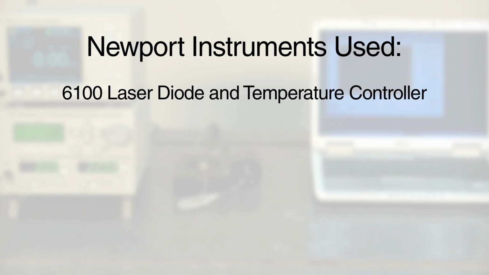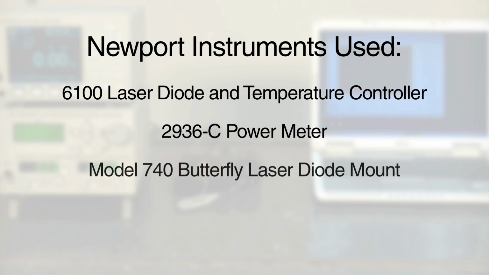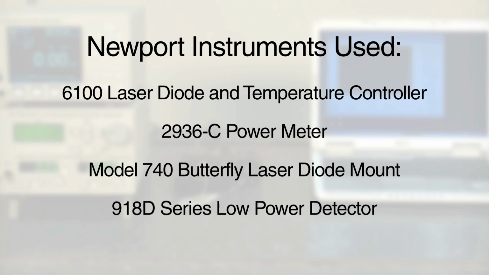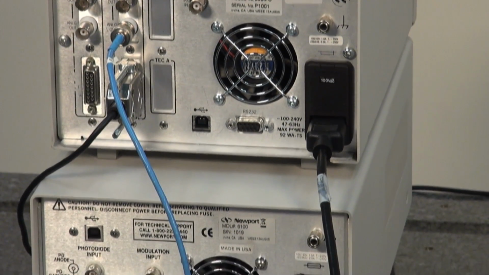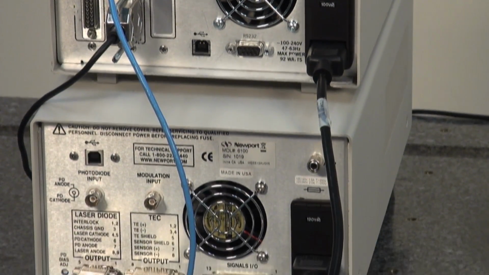For this demonstration, the following products, all available from Newport, have been used. The key instruments are the 6100 combo laser diode driver and temperature controller, and a Newport power meter. We are also using Model 740 butterfly laser diode mount and a 918D series low power detector for measuring the optical power. Here we see how to connect the 6100 and 2936-C power meter.